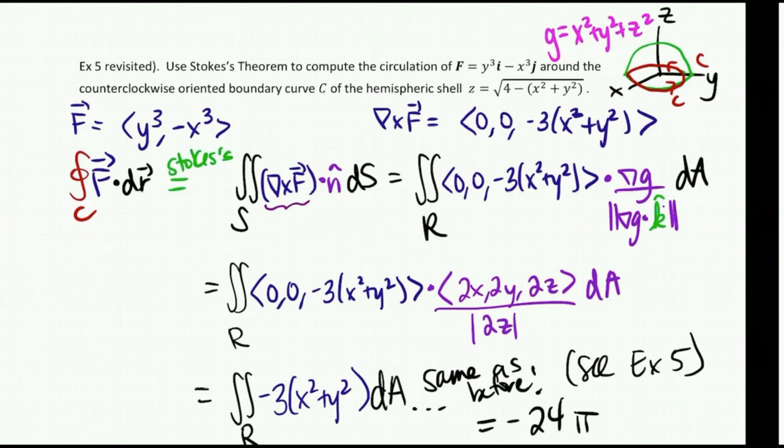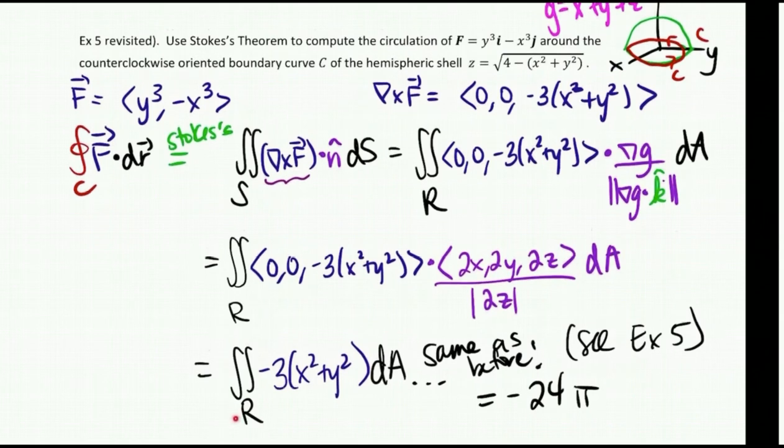Okay, so we need to rewrite our n dS, which is right here. And then we're just going to simplify. And you're going to see we're going to get back down to the exact same double integral where we left off in example 5. You switch to polar, do the same thing, and we get the exact same answer.